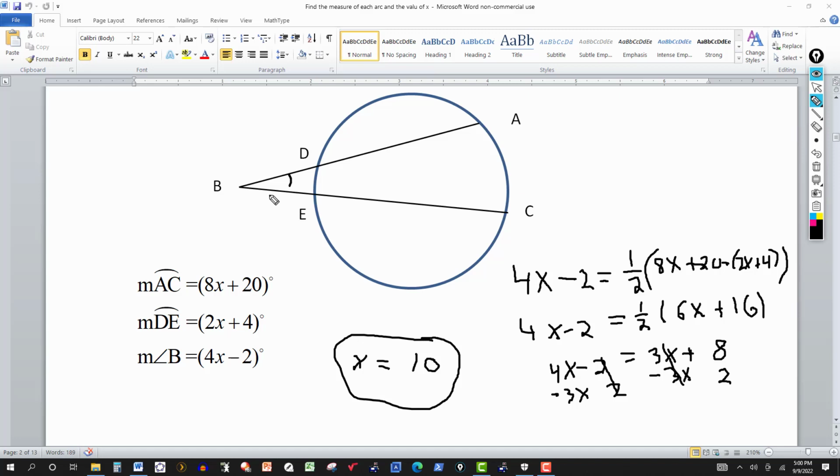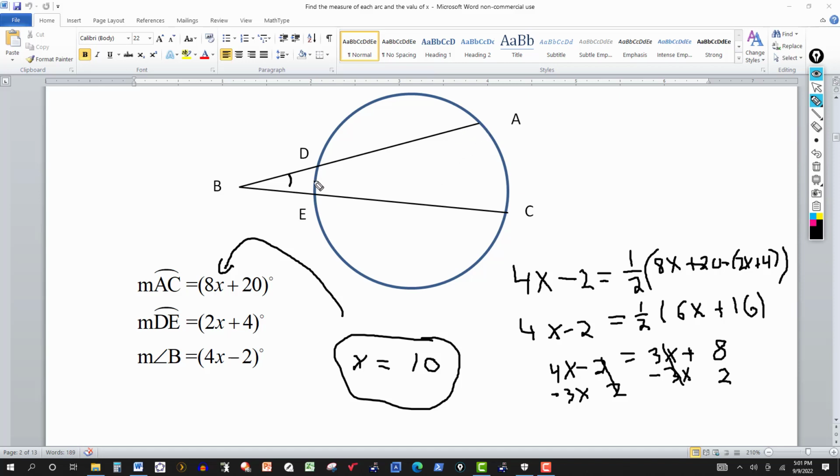Now, if it asks you to find the measures of the arcs and the angle, then you could just plug in. So then you could just plug in here and say, okay, I want arc AC, that's 10 times 8 is 80, and 20 is 100. Put a 10 here. If I want arc DE, 10 times 2, 20, and 4 is 24. And then if I want angle B, put a 10 there. 10 times 4 is 40, minus 2 is 38, and so on. So these are pretty straightforward.